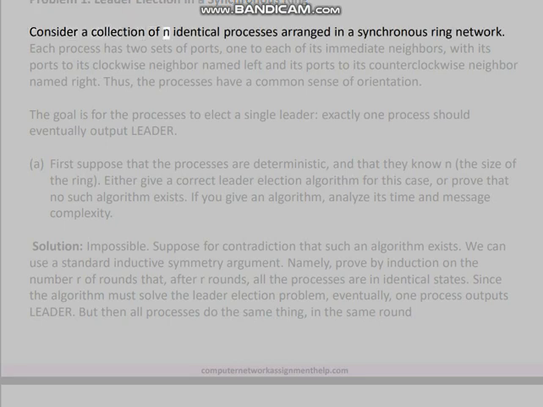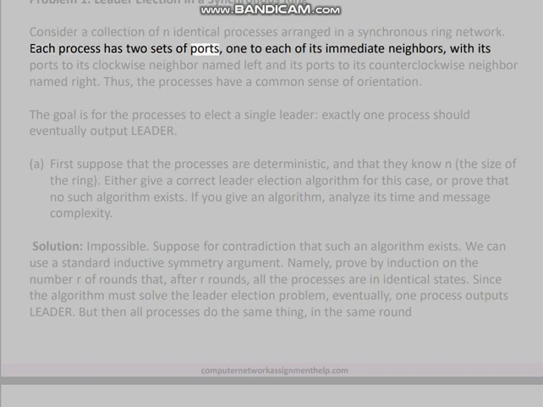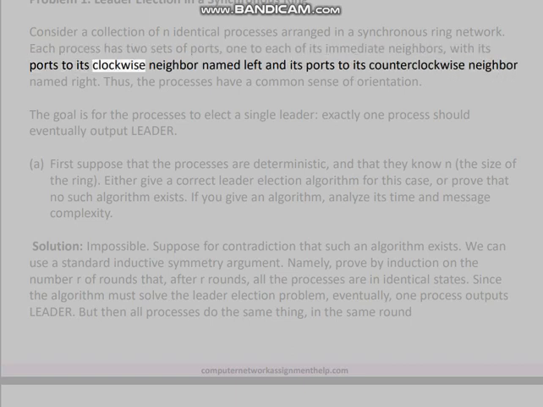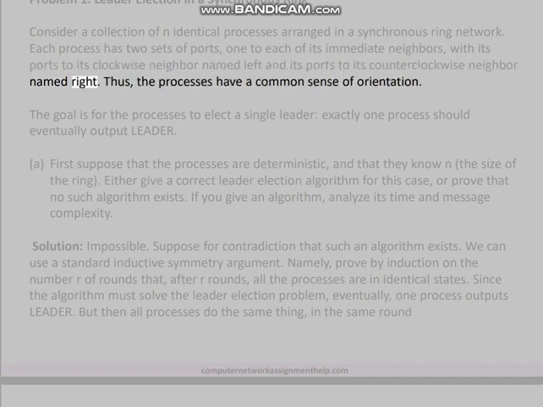Problem 1. Leader election in a synchronous ring. Consider a collection of n identical processes arranged in a synchronous ring network. Each process has two sets of ports, one to each of its immediate neighbors, with its ports to its clockwise neighbor named left and its ports to its counterclockwise neighbor named right.